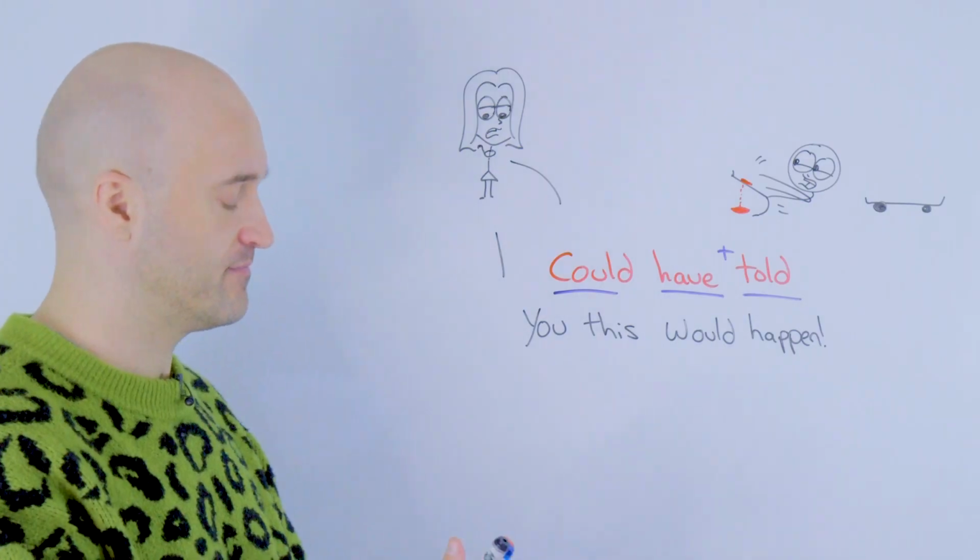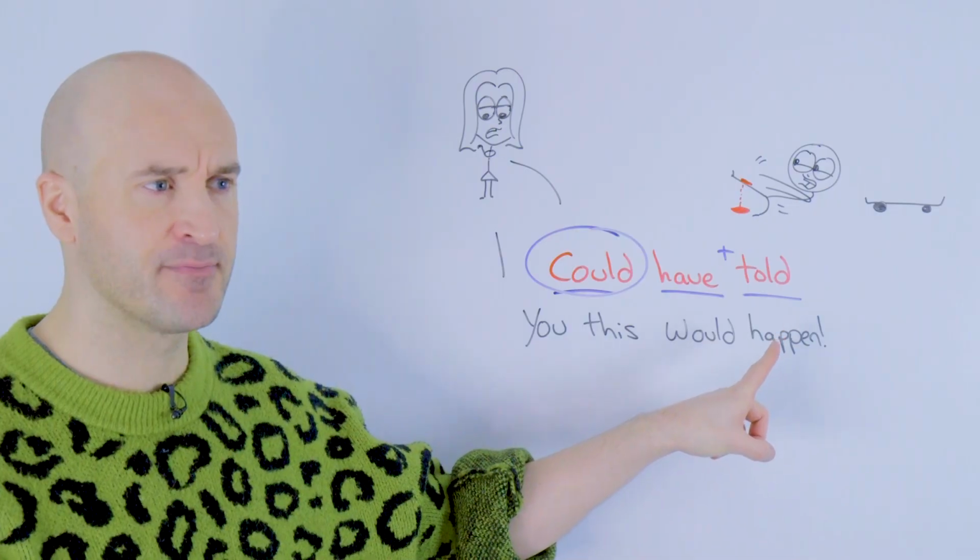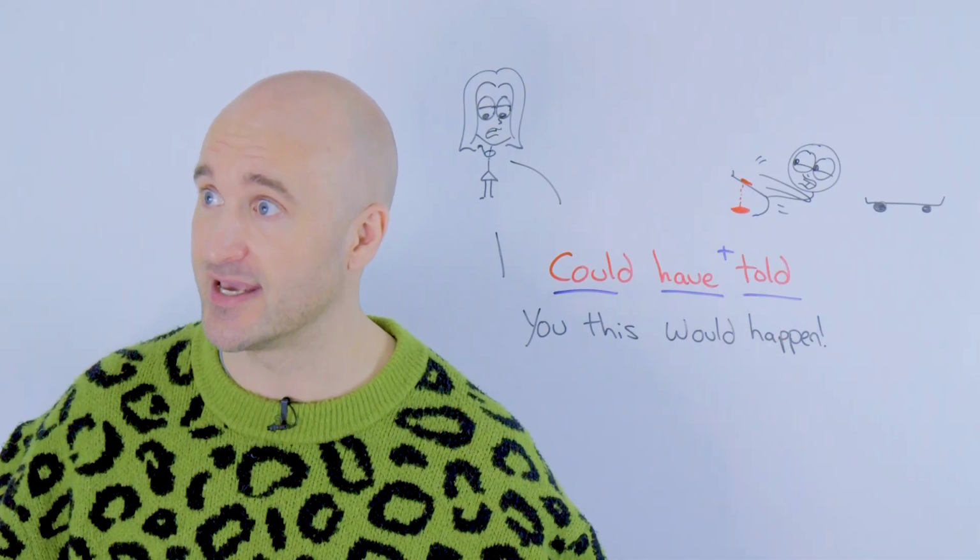That means it was possible, but she didn't do it. "Yeah, but you didn't tell me, right?"